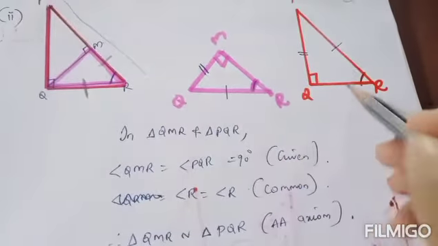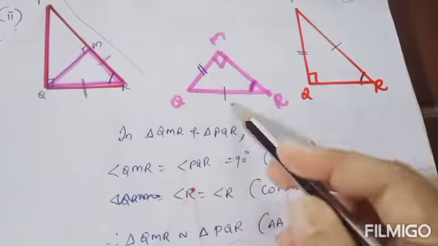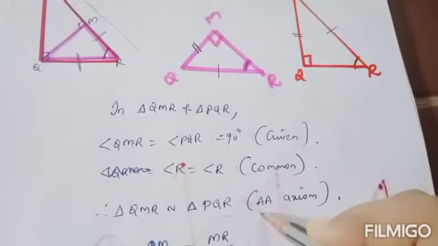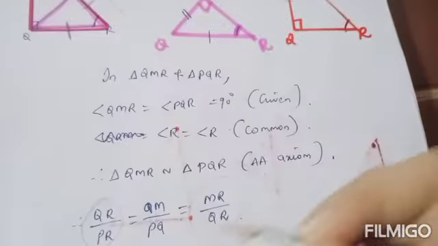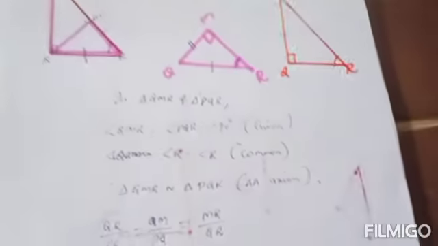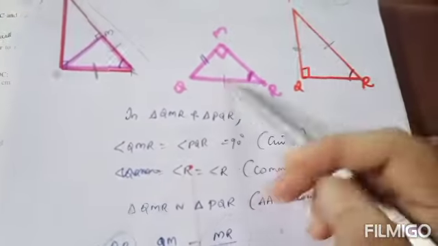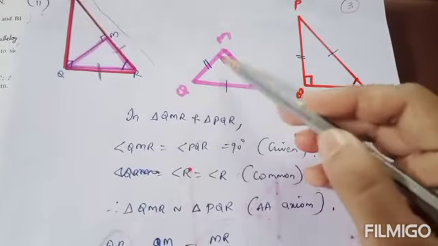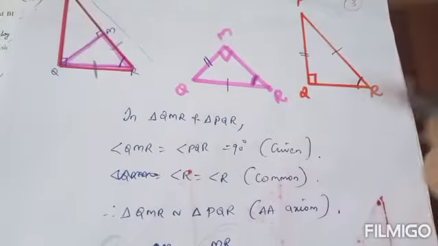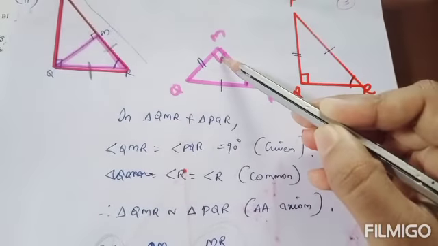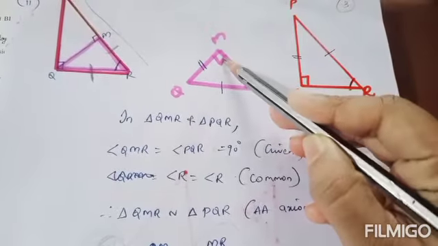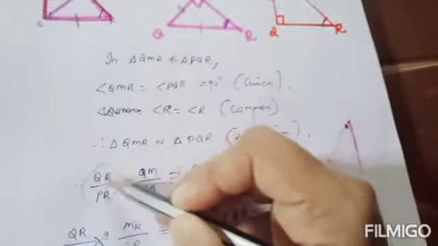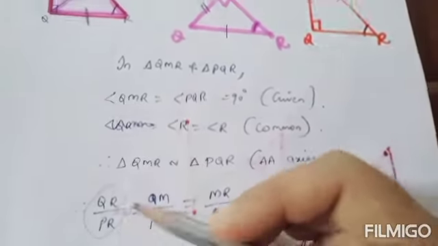Now angle R equal to angle R, it is a common angle to both the triangles. Therefore, triangle QMR is similar to triangle PQR by AA axiom. If two triangles are similar, then we can take the ratio of corresponding sides. First, angle QMR equal to angle PQR, 90 degree. The sides opposite to 90 degree we can take. In the first triangle it is QR. In the second triangle it is PR. So the ratio QR by PR. This is the first ratio.